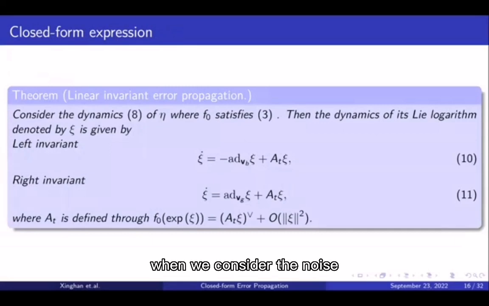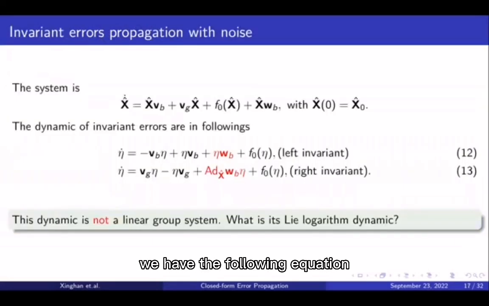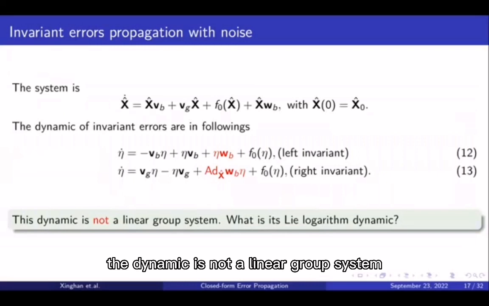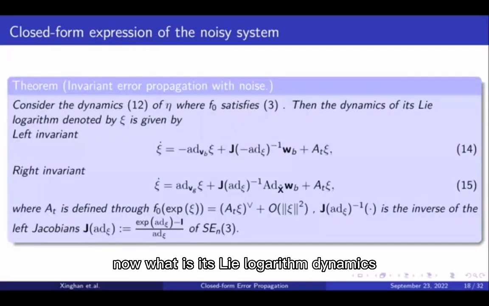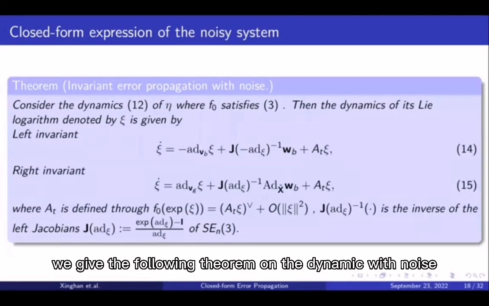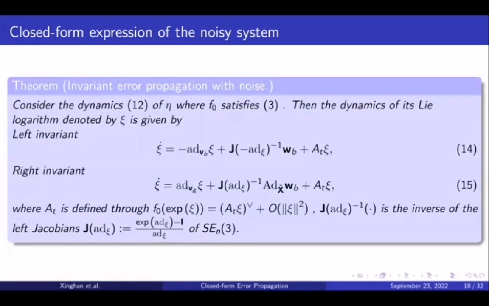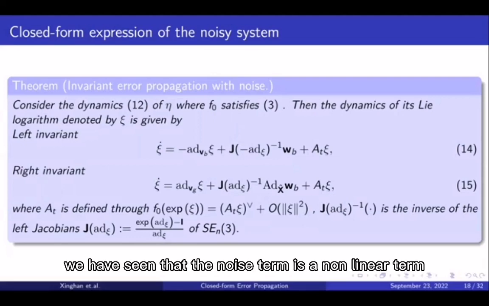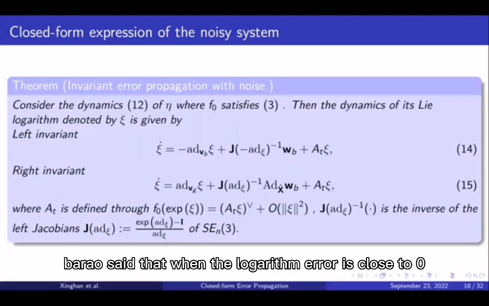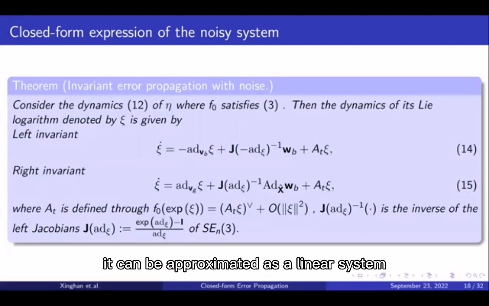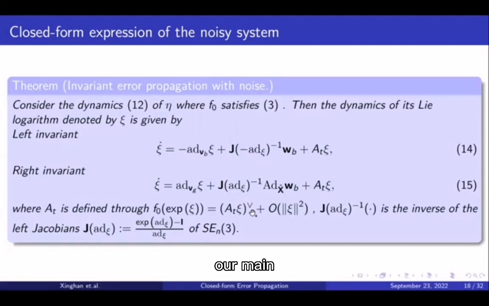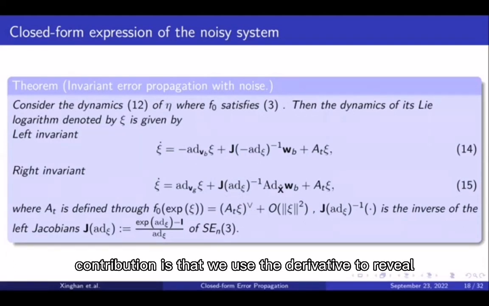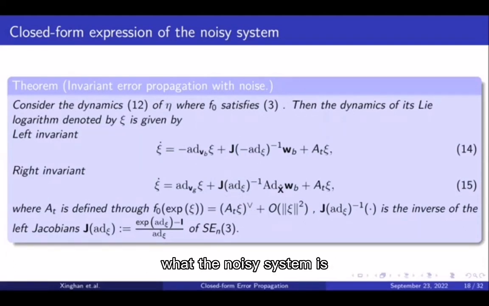When we consider the noise, we have the following equation. The dynamics is not a group affine system. Now what is its Lie logarithm dynamics? We give the following theorem on the dynamics with noise. In this theorem, we see that the noise term is a nonlinear term. Barrau said that when the logarithm error is close to zero, it can be approximated as a linear system. Different from them, our main contribution is that we use the derivative to reveal what the noisy system is.